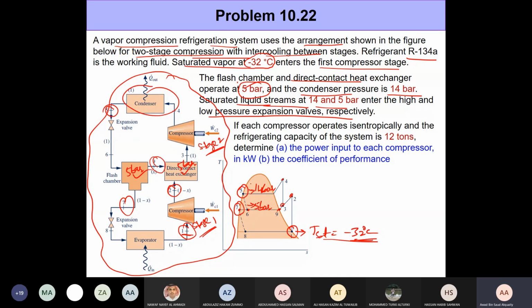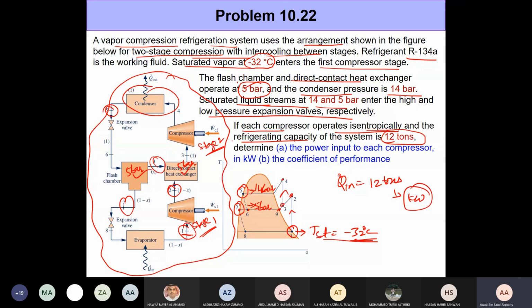Okay, so we have been given the states 5, 7, 1, and we have some other information about the rest of it. Now, we have been told that the compressor operates isentropically. So 1 to 2 and 3 to 4 are isentropic compression processes. Okay, good for us. It's easier to solve then. And the refrigeration capacity is 12 tons. Okay, so QL is given as 12 tons.